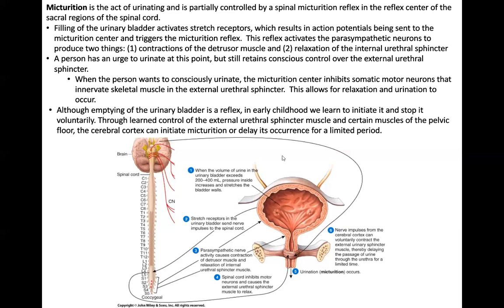So when you consciously want to urinate, the micturition center inhibits somatic motor neurons that innervate that external urethral sphincter, allowing it to relax. And then the pee comes out through the urethra to the exterior.